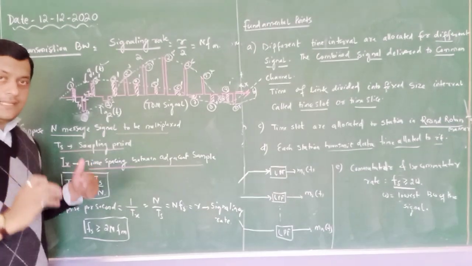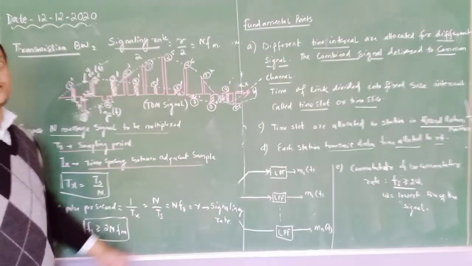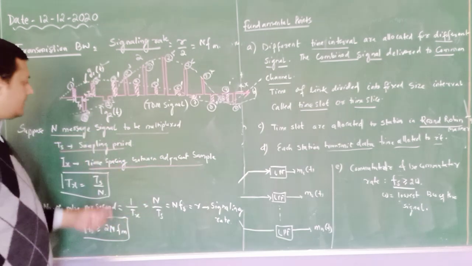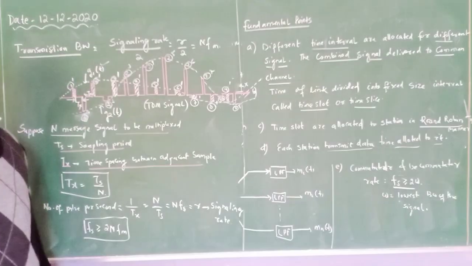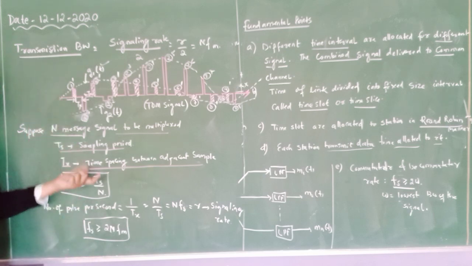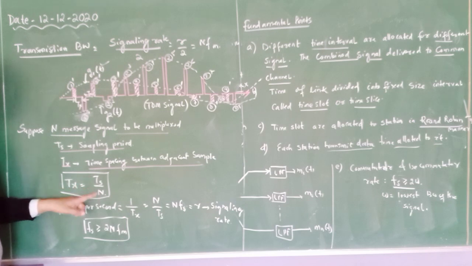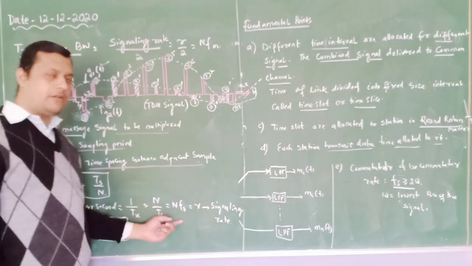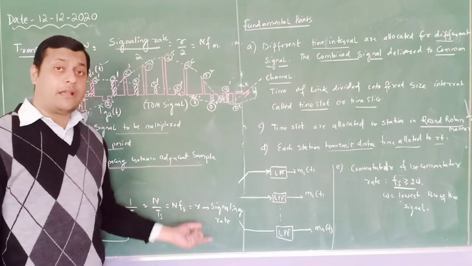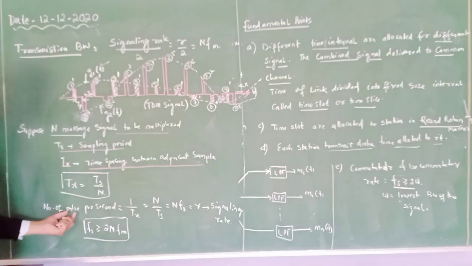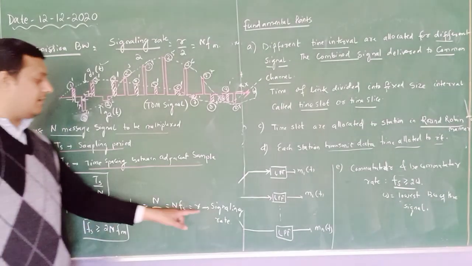Now what is this Tx? Tx is nothing but the sampling time period divided by n, the number of samples. So that is Ts divided by n. Now, the number of pulses per second means 1 by Tx. So 1 by Tx is nothing but n by Ts, which becomes n into Fs. This n into Fs is called the signaling rate, or it is also called pulses per second.